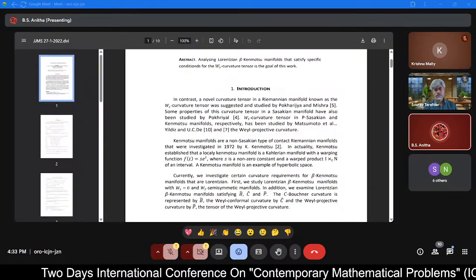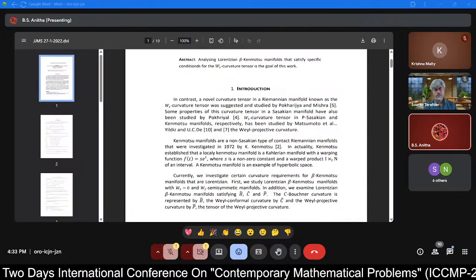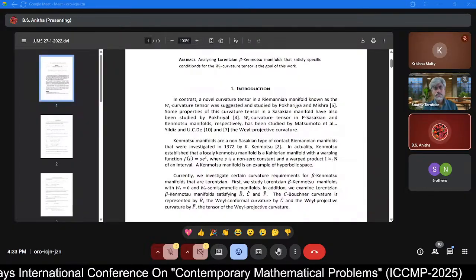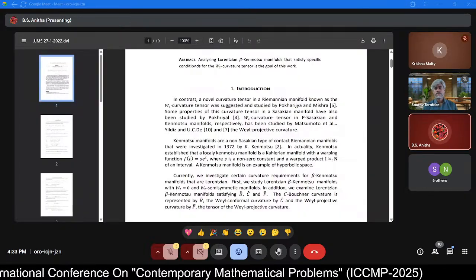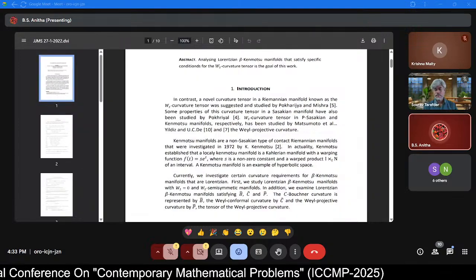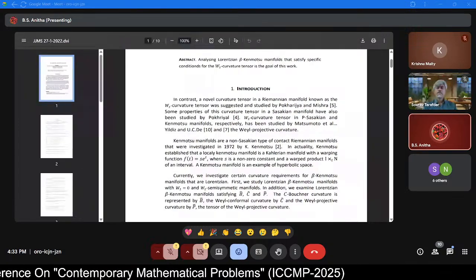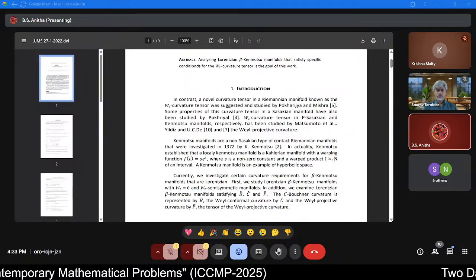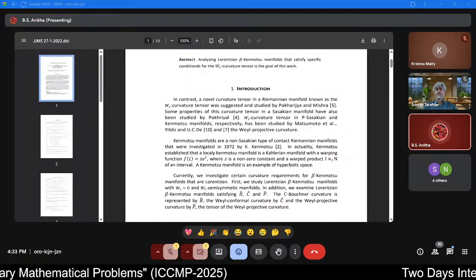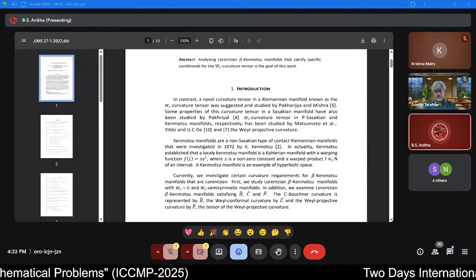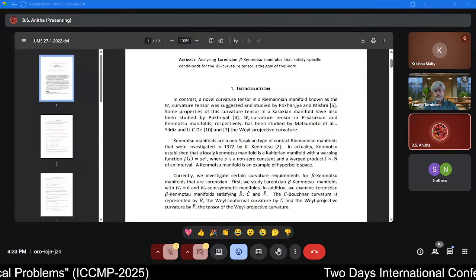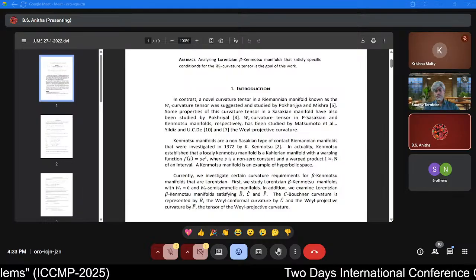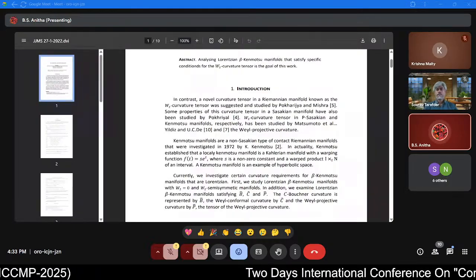Currently, we want to distinguish between them. We have to find out the condition where the W2 curvature is equal to 0 in the beta Kenmotsu manifold. After that, we will discuss the Bochner curvature tensor, the Weyl conformal curvature tensor, and the conformal curvature tensor.